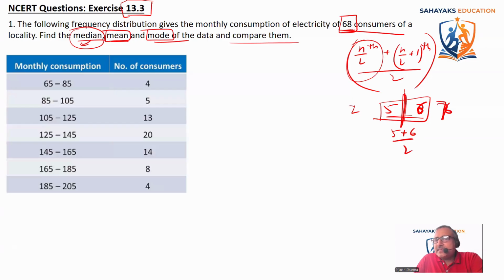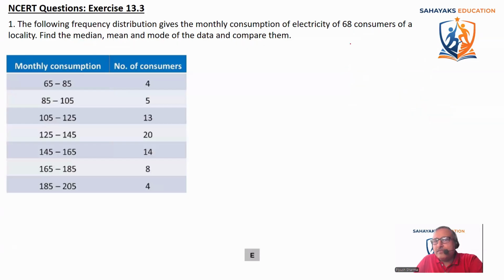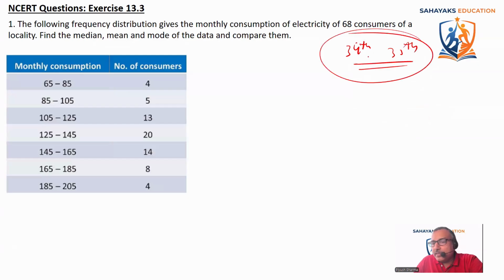So in this case, n is 68, so 68 divided by 2. I have to check for the 34th value and the 35th value. It's good if they lie in the same median class. So let's find out where exactly they lie. That's the first thing. The second thing is we need to find out the cumulative frequency.